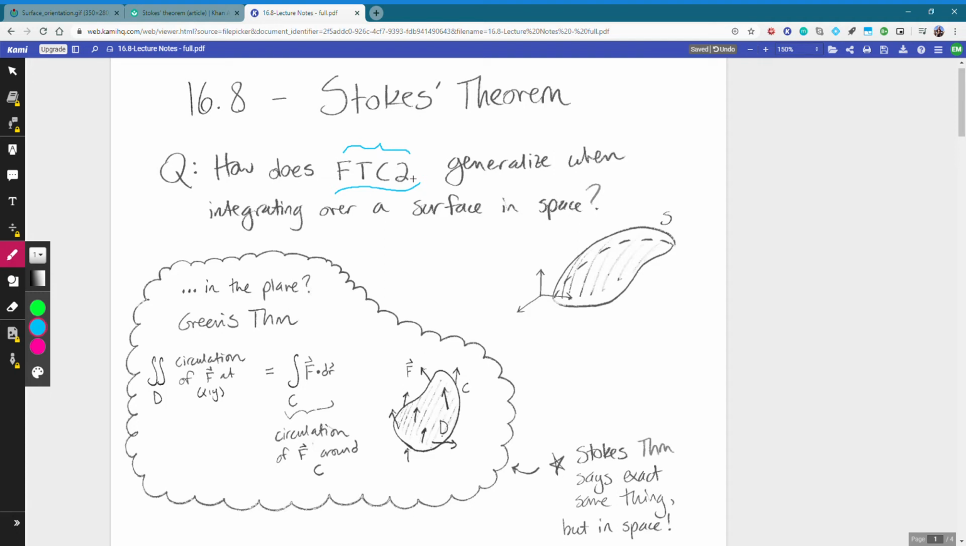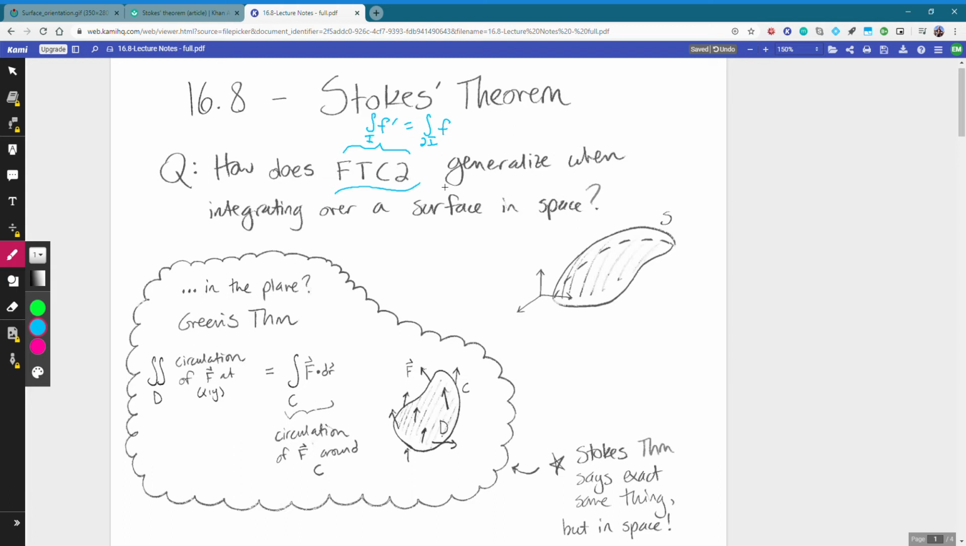Now, recall how we're thinking about the fundamental theorem, part 2. On one hand, we can integrate over something, adding up derivative information, or we can integrate over the boundary of that thing with some direction information and add up function information.